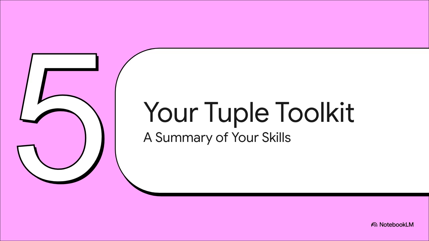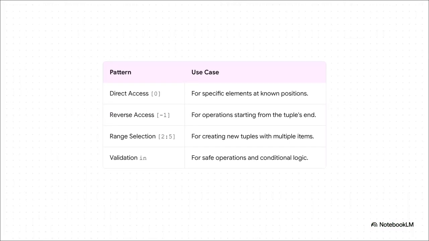Phew, okay, we have covered a ton of ground. So let's take a second, bring it all together, and review the awesome new set of tools you now have for accessing tuple data. So here it is, your complete toolkit. You've got direct access with 0 for when you know exactly where something is. You have reverse access with -1 when you need to start from the end. You've got range selection with 2 to 5 for grabbing a whole bunch of items at once. And you've got validation with in for making sure your code is safe and smart.